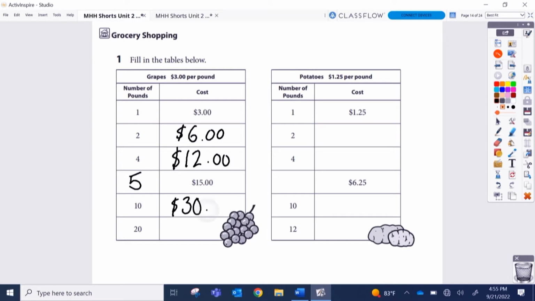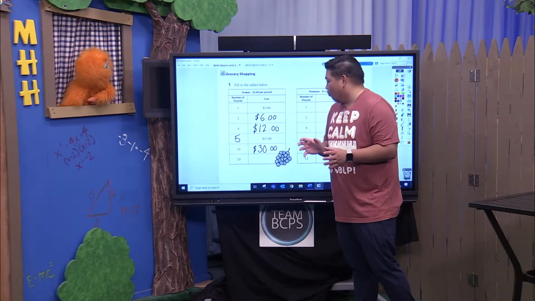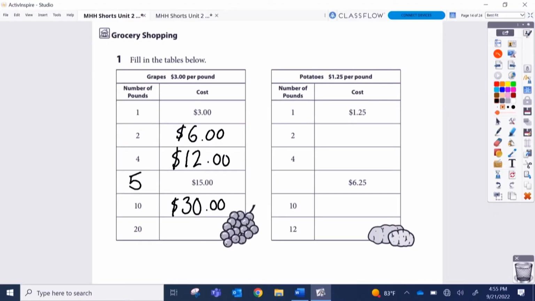Wow, that is a lot of money. But wait, there's more. There's more? What about 20 pounds of grapes? Mr. Teng, this is simply insanity. It's a lot of grapes.